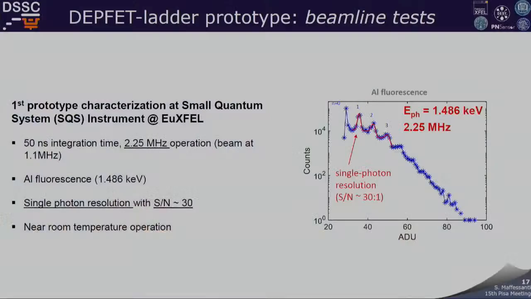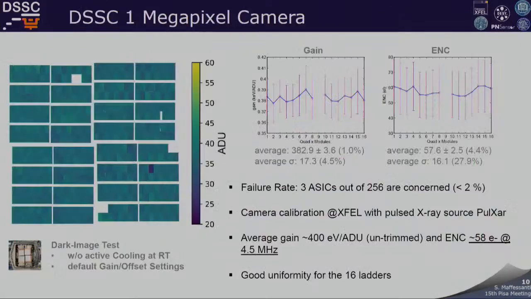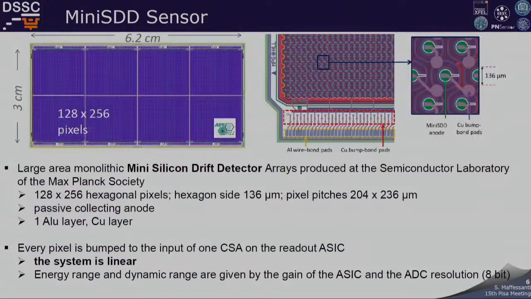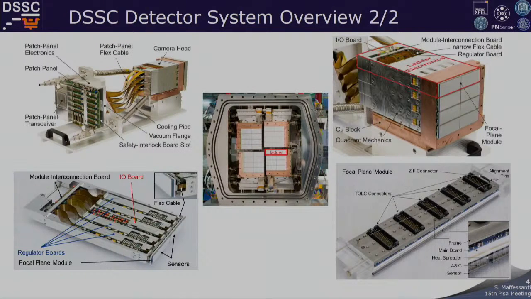If we can go back to the slides, so we have these copper blocks, and it's cooled with silicon oil to minus 20 degrees. So the focal plane modules are tightly connected to the copper block to achieve the best cooling possible. Thank you very much.